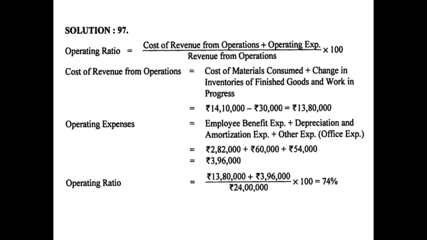Now you put all the values in the formula. Operating ratio is equal to cost of revenue from operation, that is 13,80,000 plus operating expenses, that is 3,96,000 upon revenue from operation, that is 24 lakhs given in the question, into 100. It will give you 74% as the operating ratio.